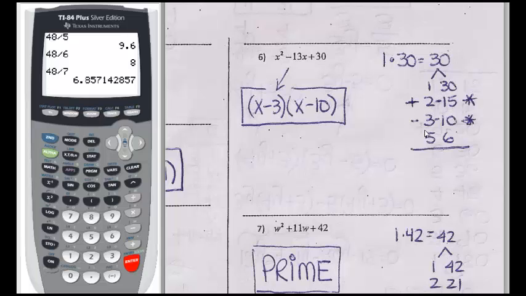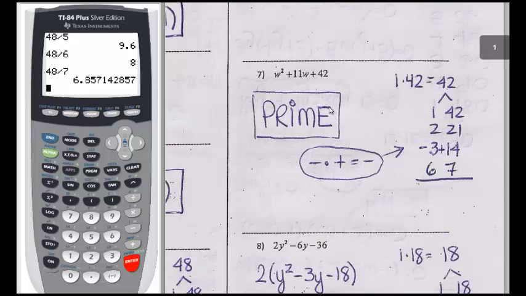So now I have these two pairs, and then I do the final check, which is the signs. A negative times a negative gives me a positive. Yes, it does. So that means this pair works. A negative times a positive does not give me a positive, so you can even cross this out because this fails the test. So therefore my answer will be x minus 3, x minus 10.